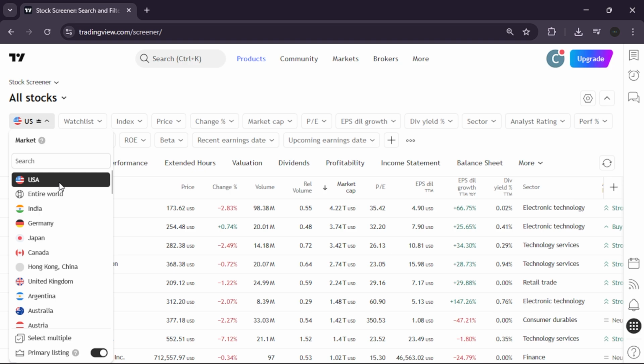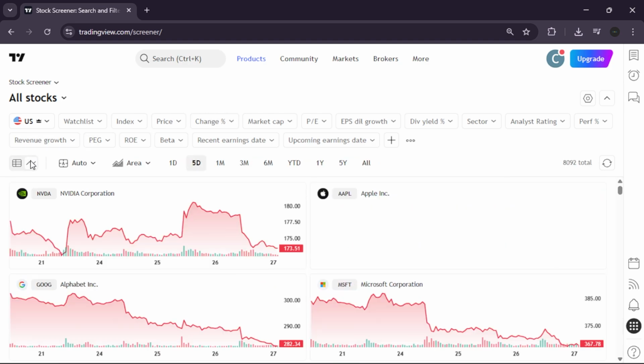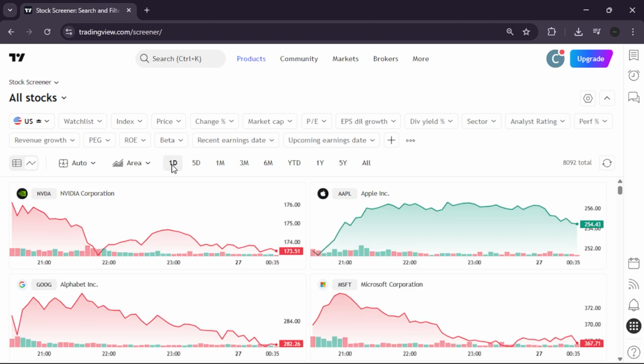Next, set your time frame for swing trading. Because swing trading involves holding positions for days or weeks, you need to ensure the scanner is looking at the correct data interval. Locate the Time Frame button in the top left of the screener toolbar. It usually defaults to 1D. For effective swing trading in 2026, set this to the daily 1D or 4H timeframe.